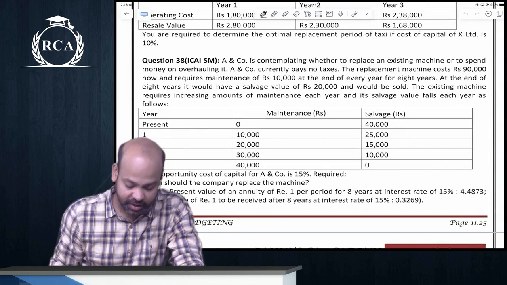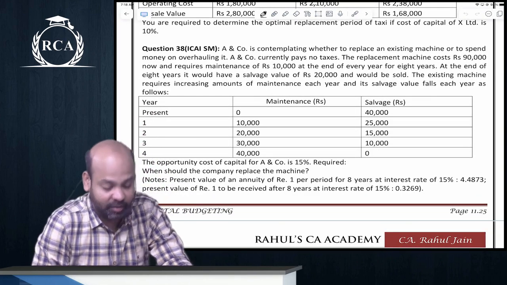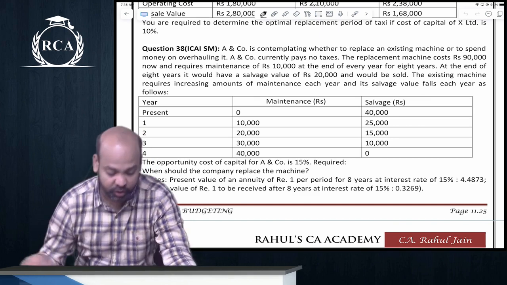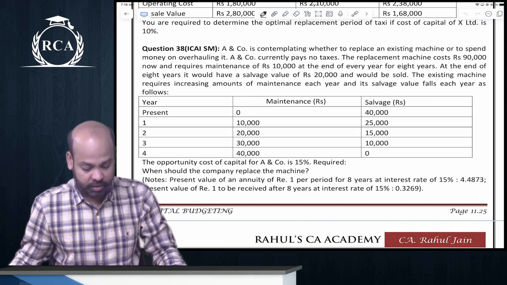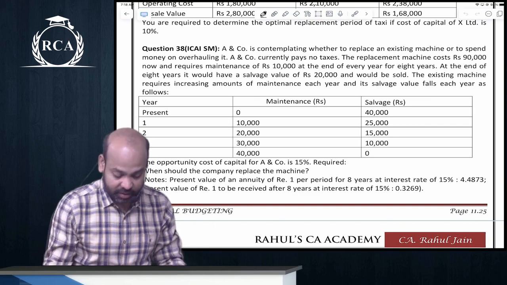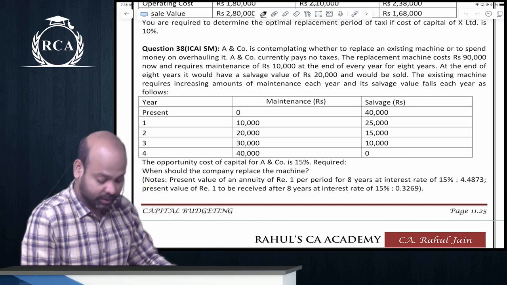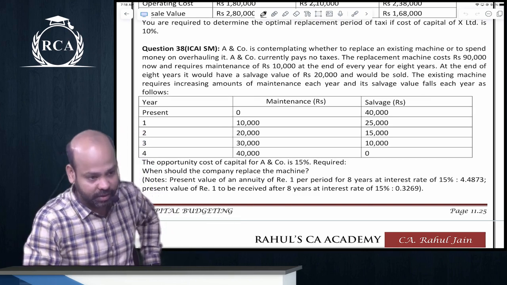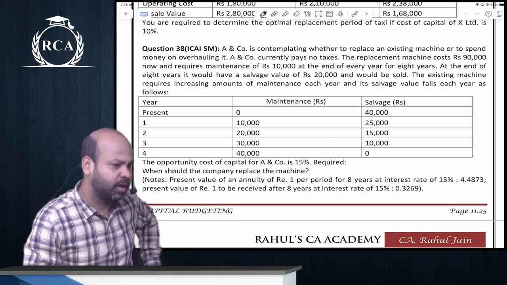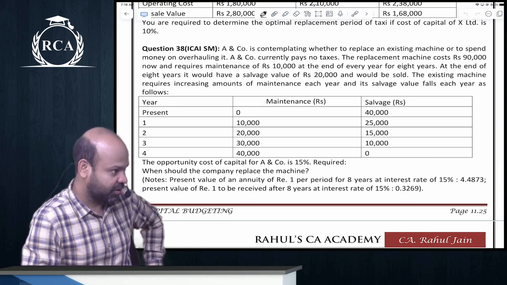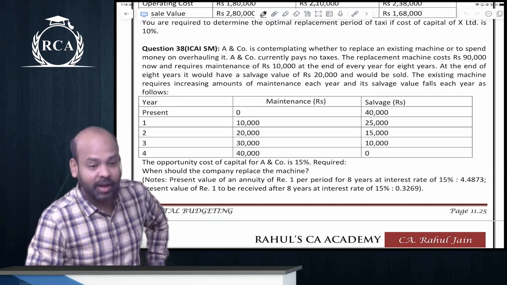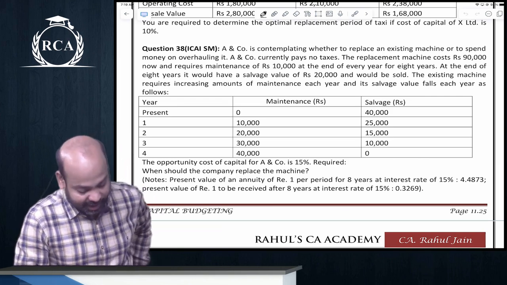उनका ट्रेडिशनल डे चल रहा है बेटा. A and Co is contemplating whether to replace an existing machine or to spend money. तो किसी की शादी हो रही होंगी क्लास में. देखो मालूम है ना बच्चे. On overhauling it बेटा. अभी बैच शुरू होके 3 महीने नहीं हुए, एक बंदे को ऑलरेडी 4 रिलेशन चेंज करते हुए देख लिया मैं क्लास में. Yes guys.